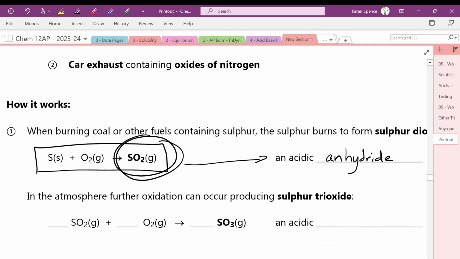Now, you can actually get further oxidation. Oxidation, what is oxidation? It is stuffing oxygen onto things. But what else is it? It is also losing electrons.